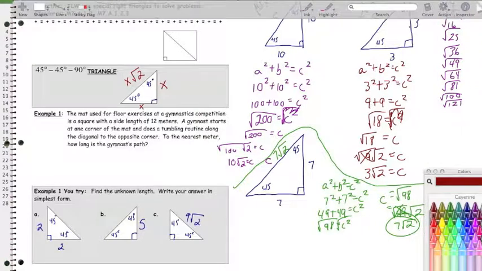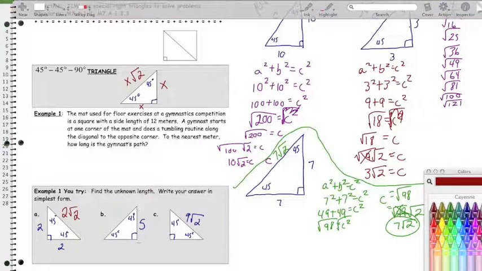So find the unknown length, write your answer in simplest form. Simplest form means we want the square root in the answer. If you round it to the 10th or 100th, you put it in your calculator, that's not the simplest form, that's a rounded answer. So here, rather than working through the Pythagorean theorem, which we could do, I can say, oh, 45, 45, 90, 2, this is going to be 2 square roots of 2. And I'm done. That's it.